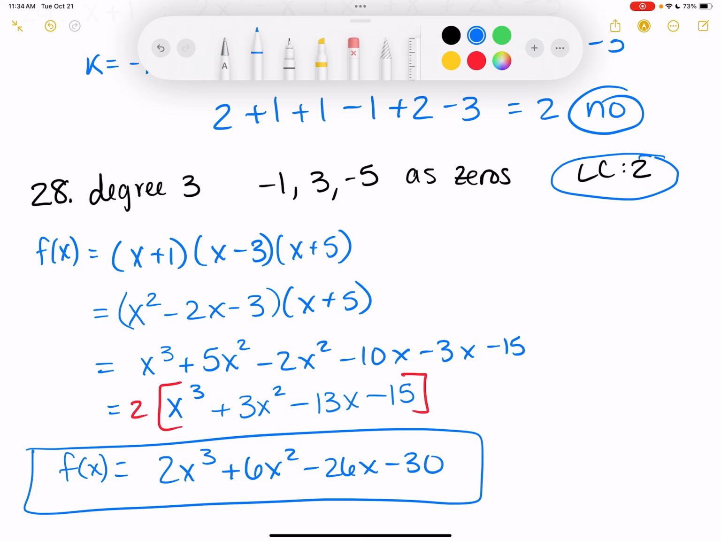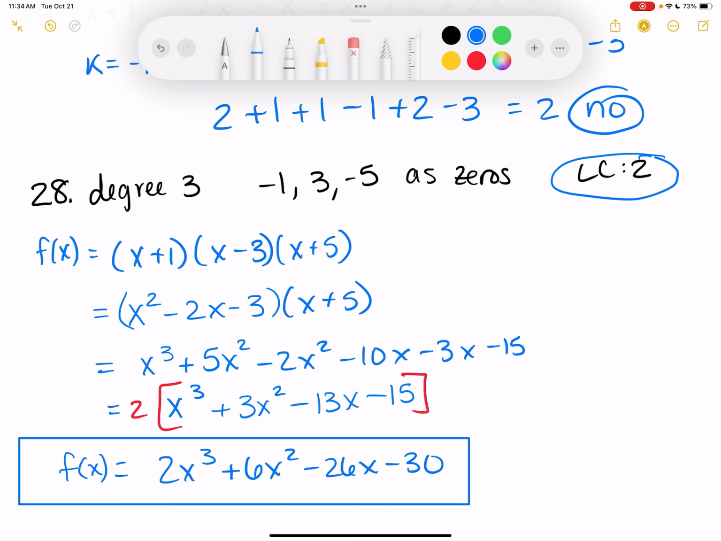Now, I could have put the 2 out front to begin with, but I usually just like to deal with it at the end because it just makes the numbers easier to deal with if I wait till the end. Okay, I have a question. I might have an answer.